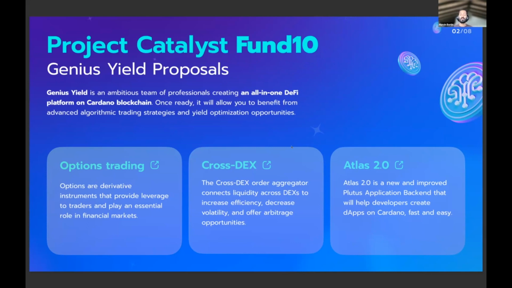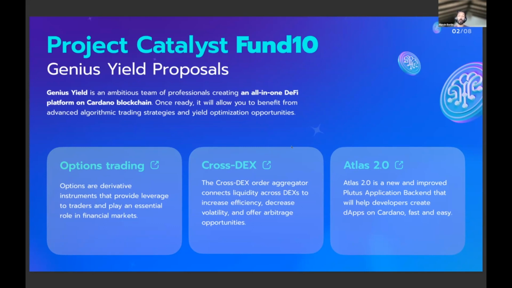And so the goal with this proposal is to have a bot that is able to combine orders and allow you to swap across multiple DEXs, allowing you to bring more efficiency in the capital, decrease volatility, but also open up new arbitrage opportunities for those bots. The third one is Atlas 2.0.